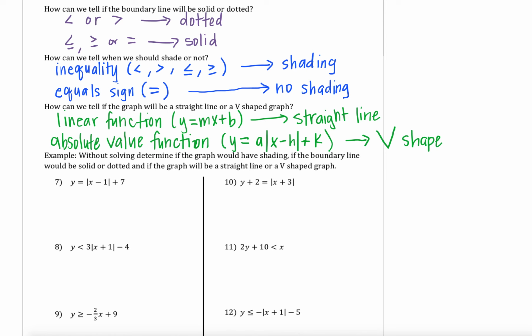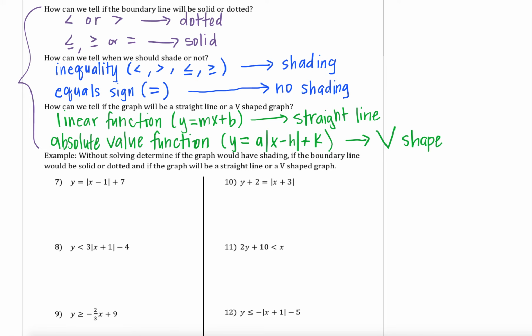So what I want you to do right now is, using this information that we talked about up above, answer questions 7 through 12 and determine for each one of these, would the graph have shading or no shading? Would the boundary line be solid or dotted? And would the graph be a straight line or a V-shaped graph?